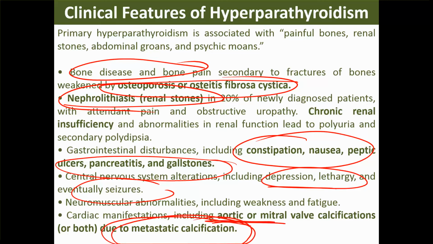So when the calcium level is more, the calcium deposits in the normal tissue, that is called metastatic calcification. So the calcium deposits in the valves, heart, lung, blood vessels, and gastric mucosa, because they are an alkaline medium. So the calcium easily goes and deposits. So that will produce cardiac diseases. So please keep that in your mind. That is the clinical features of hyperparathyroidism.